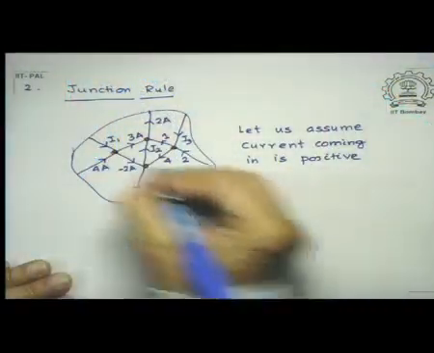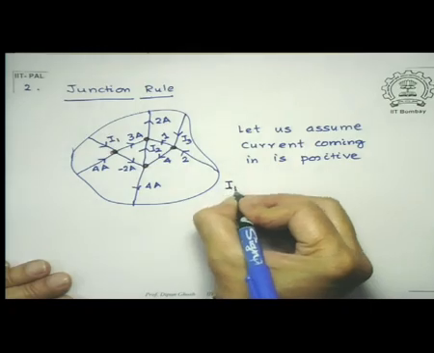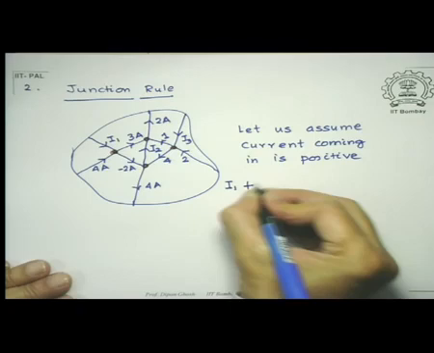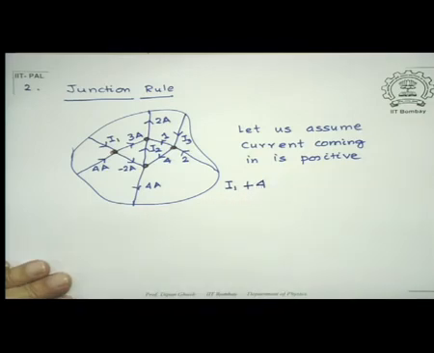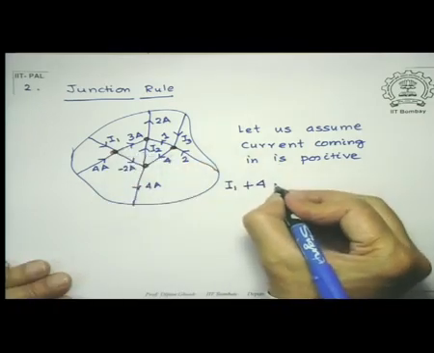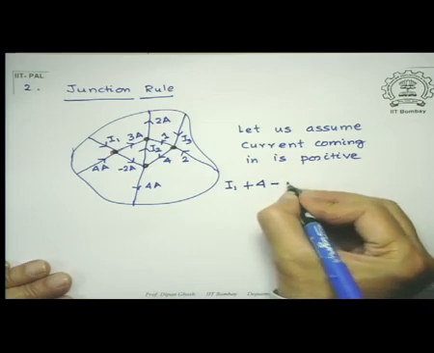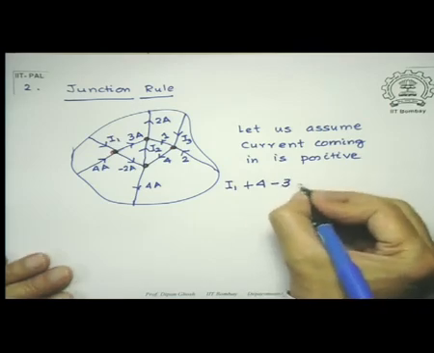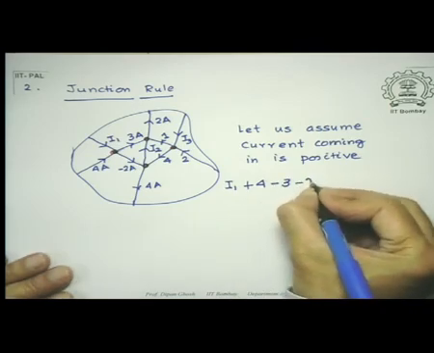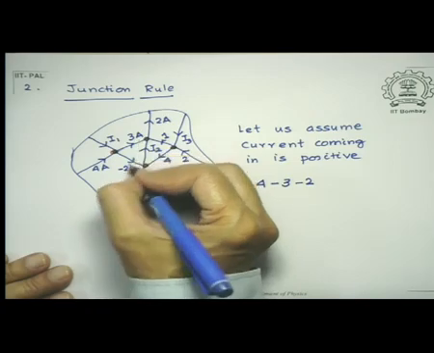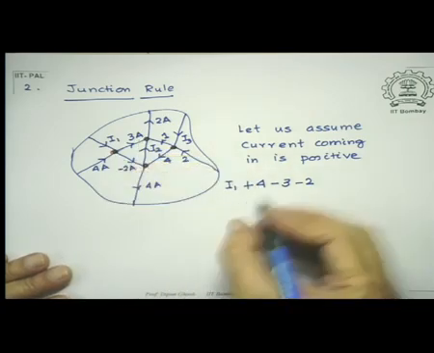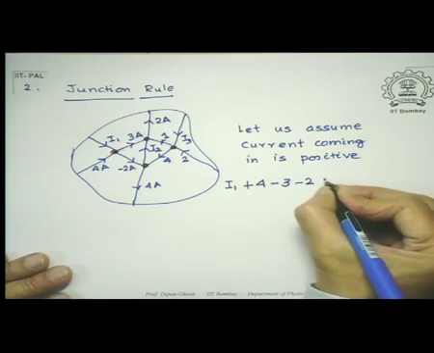So let us look at this first junction. I have I1 coming in, so that is positive. I have 4 amperes coming in again, so that is positive, and there are 2 of them going out. So I put a minus sign there. I have got minus 3 and minus 2, because there is a 3 ampere going out here, 2 ampere going out there. So if you look at this, this quantity is equal to 0.